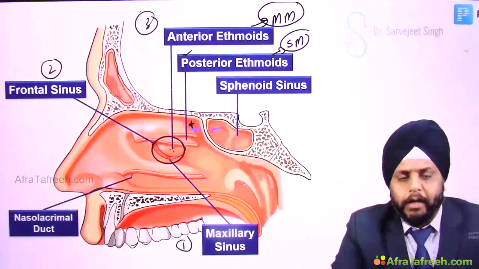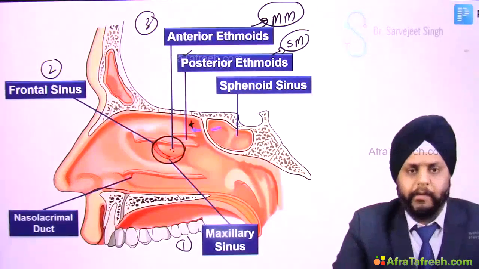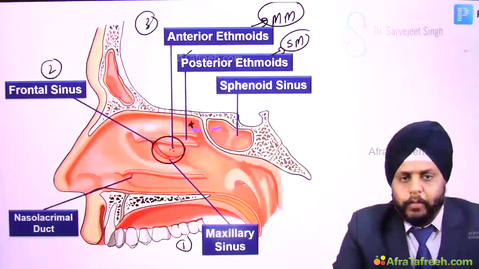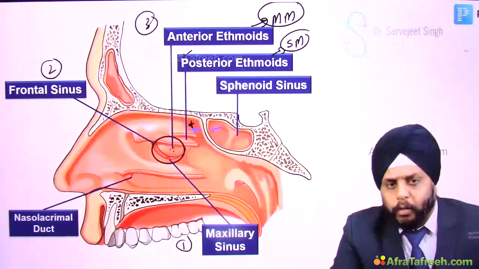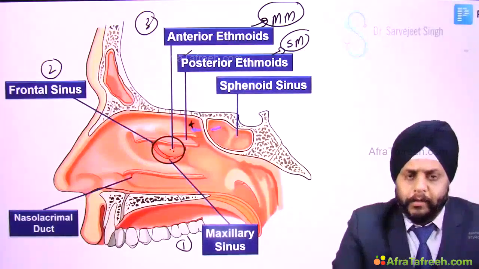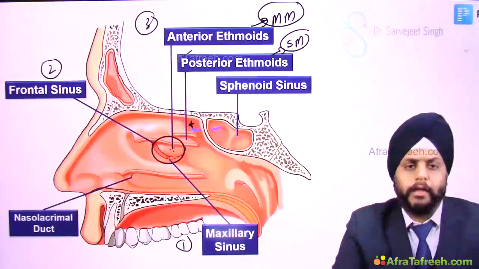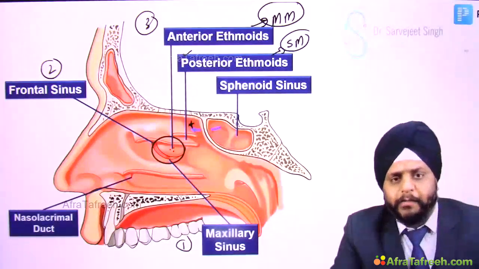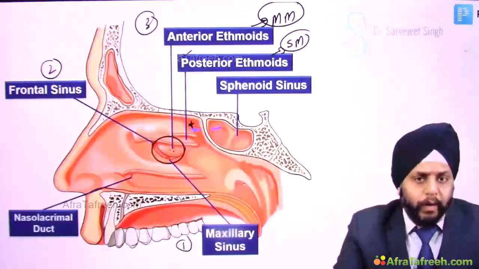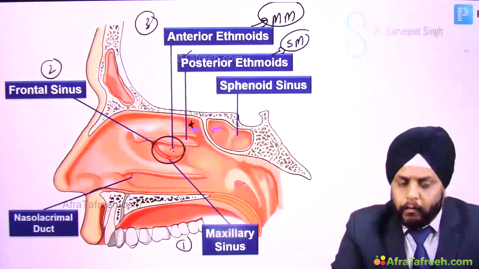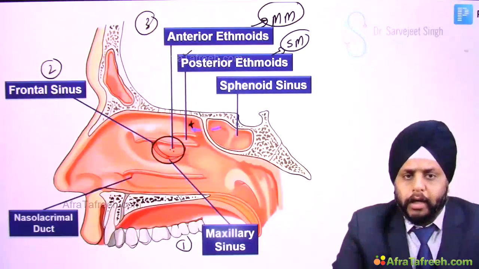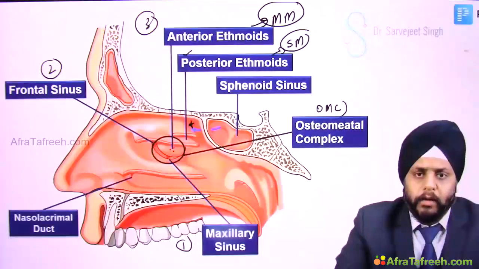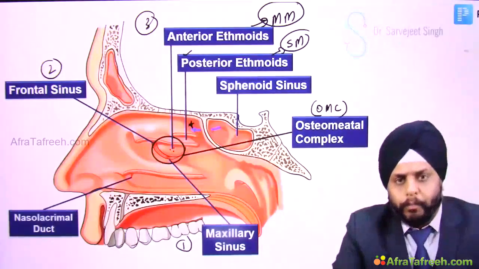So this is a very important area. You see, I have circled this area. Why is this an important area? This is a very key area. Why? Because if there is a mass over here, a polyp, something is present over here, it will block all the 3 sinuses. If there is an infection in this area, it can again spread to all the 3 sinuses. So this is a very important area in the lateral wall of nasal cavity, and we call it the osteomeatal complex, OMC, osteomeatal complex.